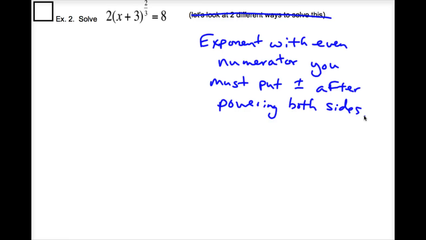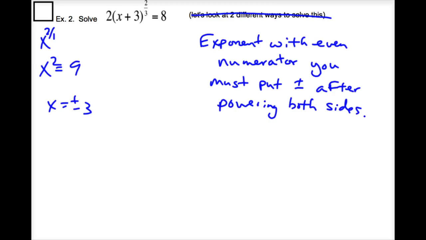Like if I told you to solve x squared equals 9, hopefully you would say that it's plus or minus 3. Well, another way to look at x squared is x to the 2 over 1. That 2 is in the numerator. Okay, so since these are an even number in the numerator, you're going to have to do plus or minus.